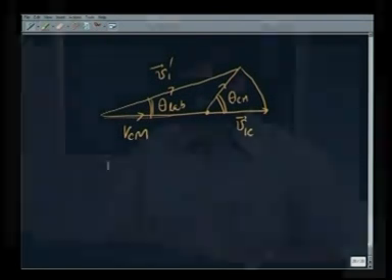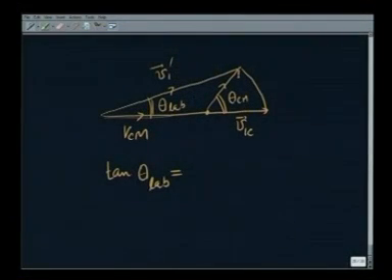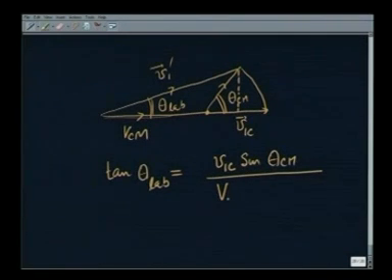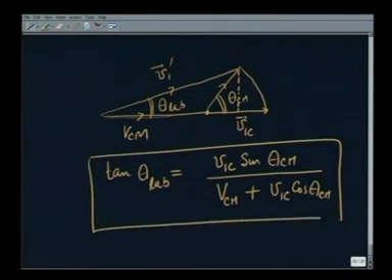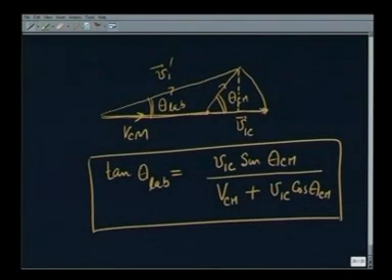I have tangent of theta lab is equal to, if I drop a perpendicular here, it will be V1c magnitude sine of theta Cm divided by Vcm plus V1c cosine of theta Cm. Notice in this case I have been making Vcm and V1c in the same direction. That is the assumption. This need not be the case always.